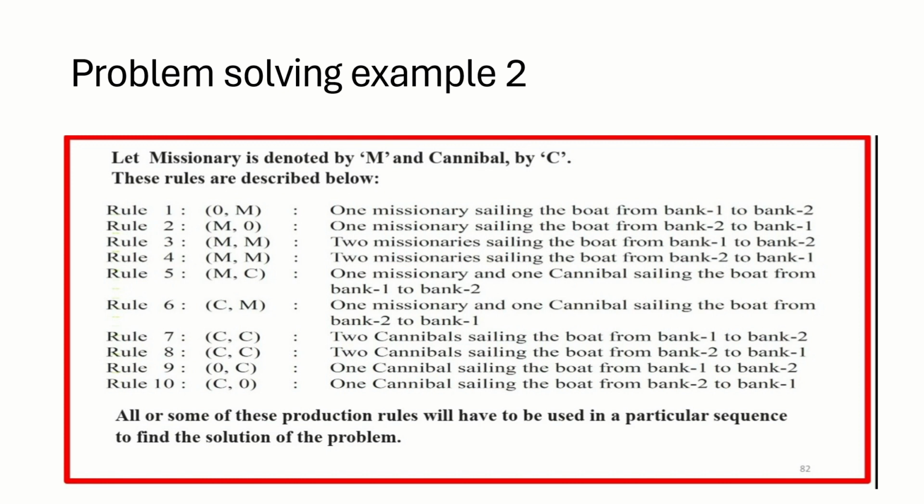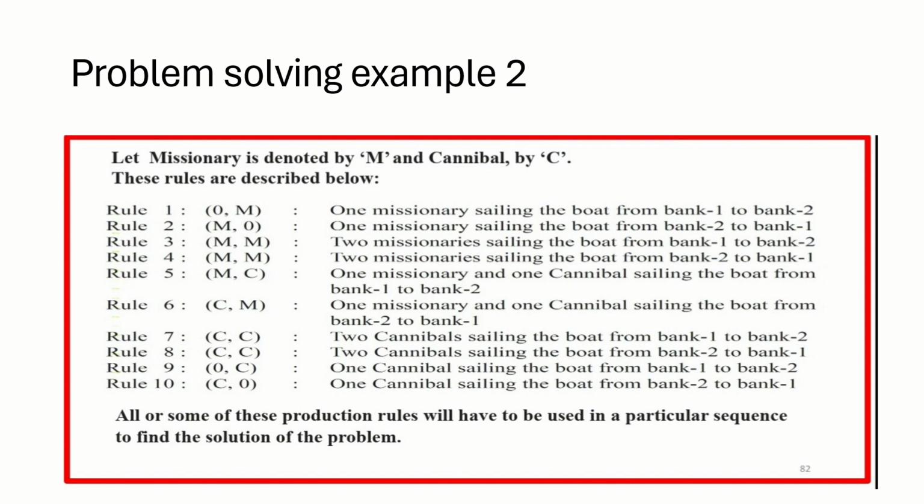So let us now see the rules in carrying missionaries and cannibals from one bank to another. Rule 1. 1 missionary sailing the boat from bank 1 to bank 2. Rule 2. 1 missionary sailing the boat from bank 2 to bank 1. Rule 3. 2 missionaries sailing at a time in the boat from bank 1 to bank 2. Rule 4, which is the reverse of rule 3, that is 2 missionaries sailing the boat from bank 2 to bank 1. Rule 5. 1 missionary and 1 cannibal sailing in the boat from bank 1 to bank 2. Rule 6. 1 missionary and 1 cannibal sailing in the boat from bank 2 to bank 1.